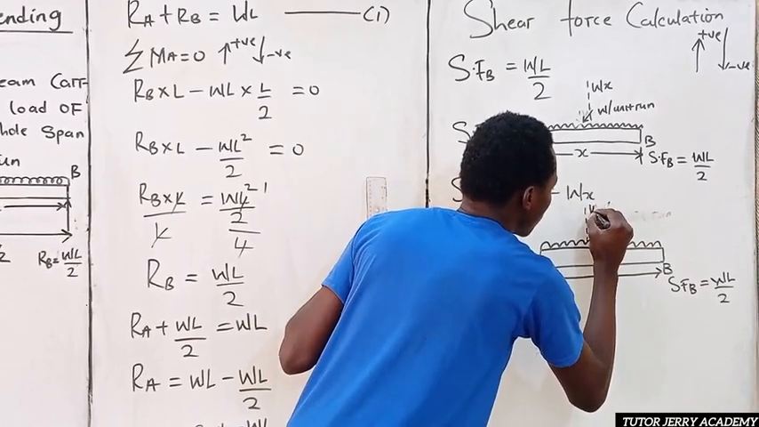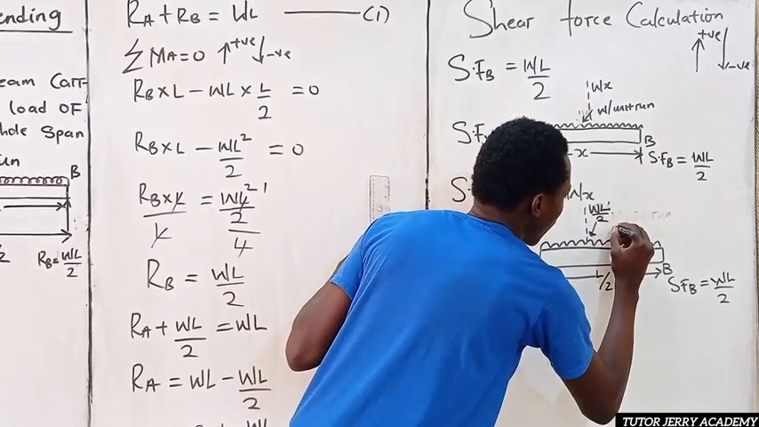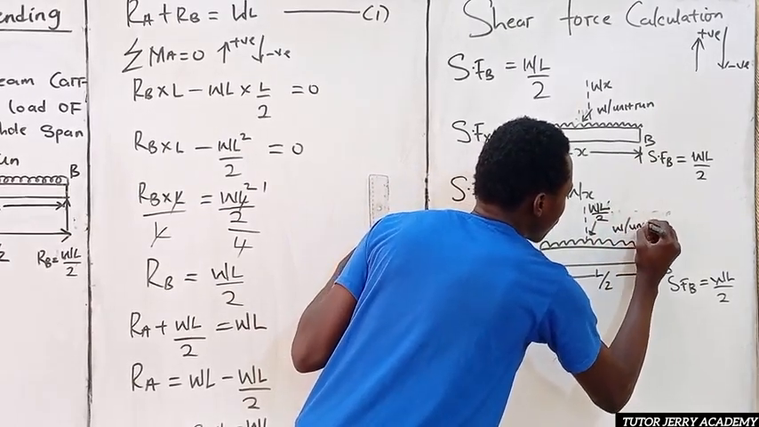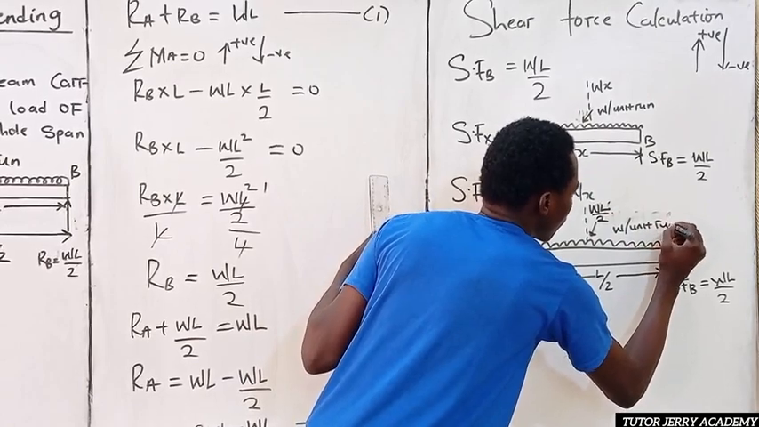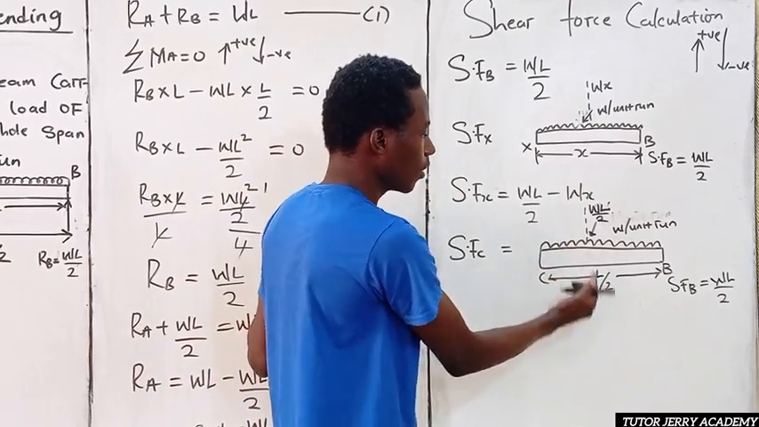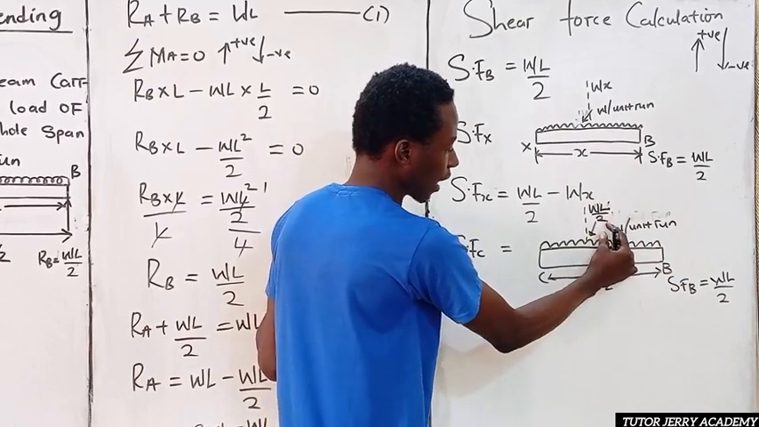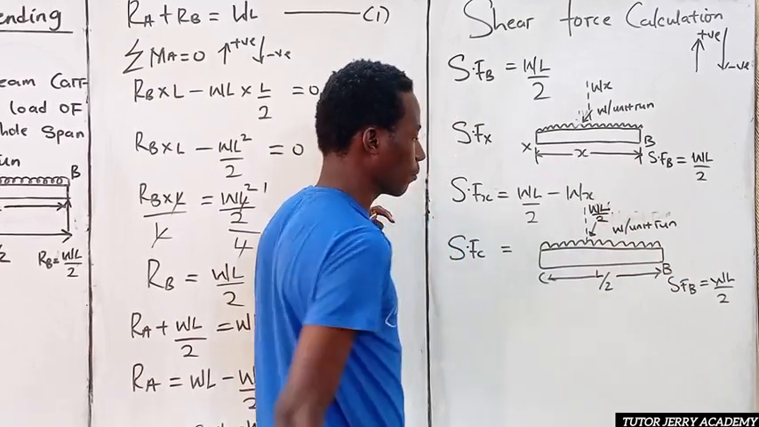So this is WL all over 2. This is WL all over 2. So we still have our W per unit run here. So by doing this, you can see that we have converted this uniformly distributed load to a point load, and this point load now is acting at the center of this beam.